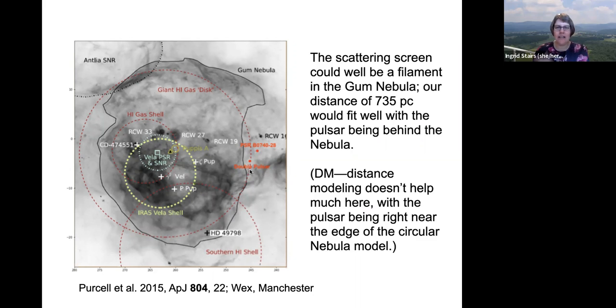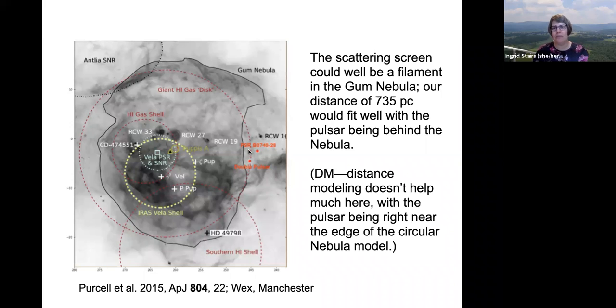The idea of having a thin scattering screen when you're near a nebula like this is entirely reasonable, right? And in particular, we would think that this is consistent with the double pulsar being just behind the nebula, right? Or just behind at least that screen within the nebula. It's a little hard to tell from this image, right? Where the nebula cuts off and so on.